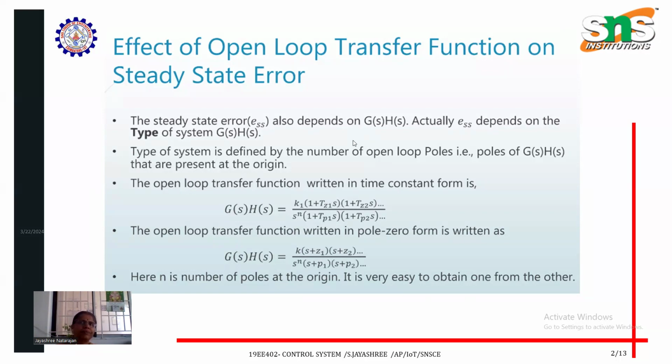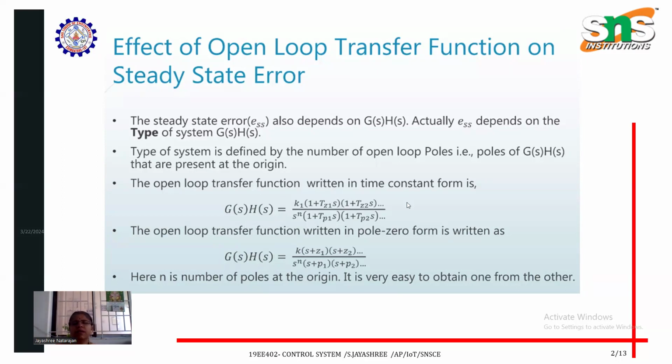But the order of the system depends on the number of poles in the denominator polynomial, that is, the degree of s gives the order of the system. So the type of system is defined by the number of open loop poles present at the origin. The open loop transfer function written in time constant form is G(s)H(s) equals K1 into (1 plus Tz1 s)(1 plus Tz2 s) divided by s to the power of n into (1 plus Tp1 s)(1 plus Tp2 s). Here z represents zeros and p represents poles.